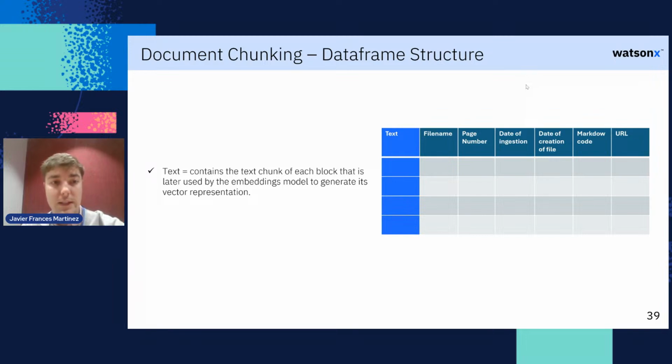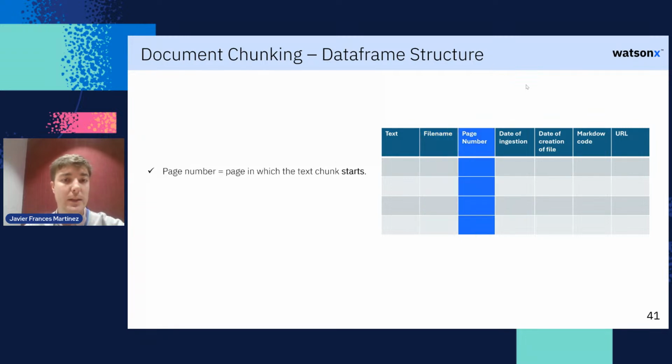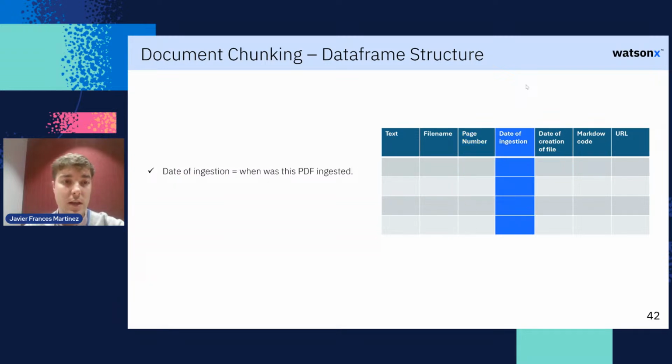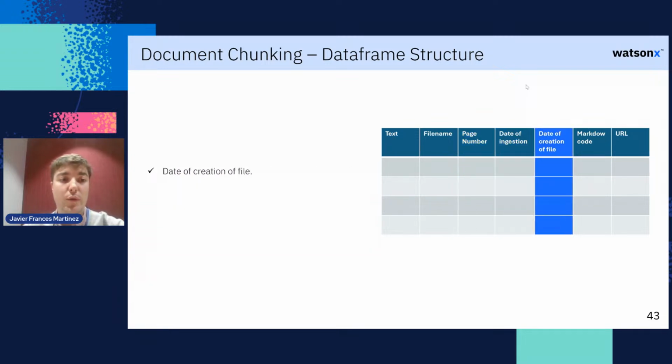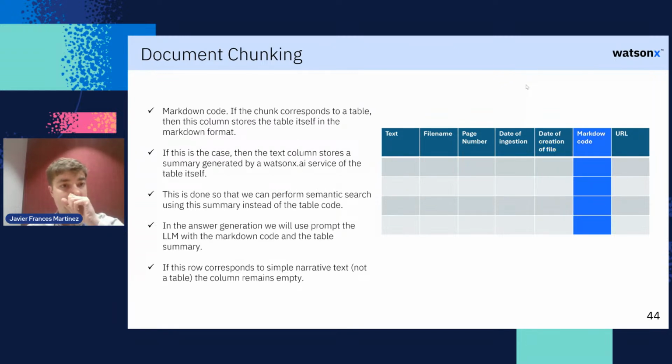And then here in the text, obviously, we will store the text chunk that will later be used for the embedding creation, so the vector generation in Elasticsearch. Of course, the file name of the document, the page number in which this text chunk or table starts, the date of ingestion, the date of creation of the file. And now something really interesting. We are going to store the markdown code, but only for the tables. So if the row corresponds to a table, this will be the markdown representation of the table, the markdown code that appears in the document after the conversion from PDF to markdown.